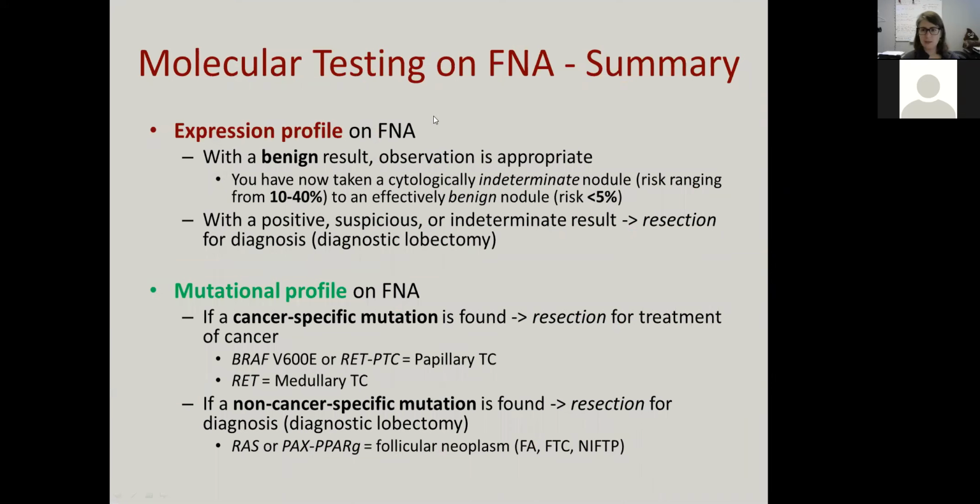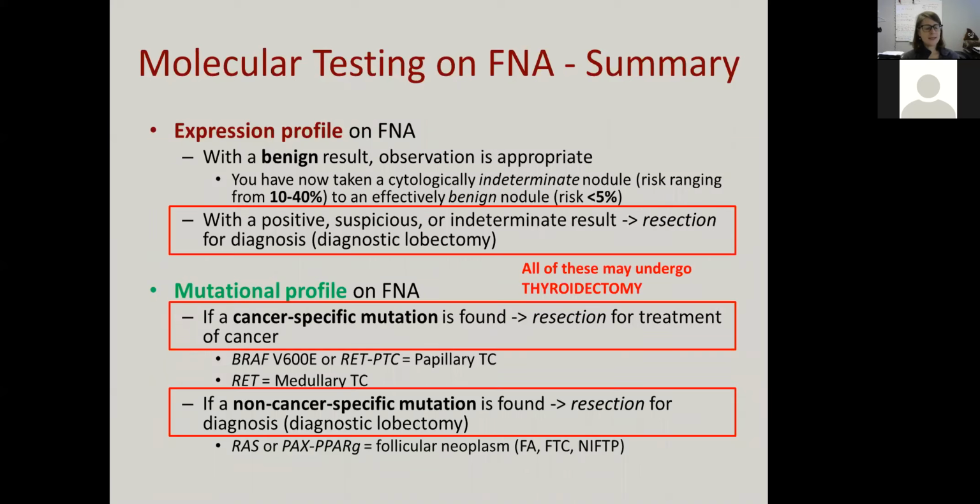So to recapitulate, if you have a benign result on FNA, you've taken that cytologically indeterminate nodule, risk ranging anywhere from 10 to 40%, to an effectively benign nodule, less than 5%. These patients can be observed clinically as appropriate. However, with a positive or suspicious or still yet indeterminate molecular result, generally these people will require diagnostic lobectomy.